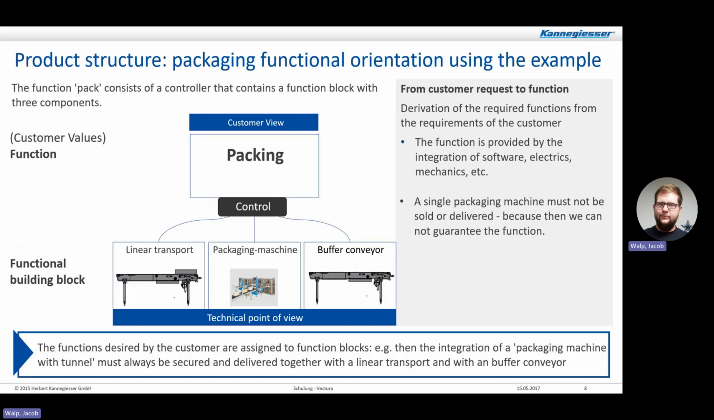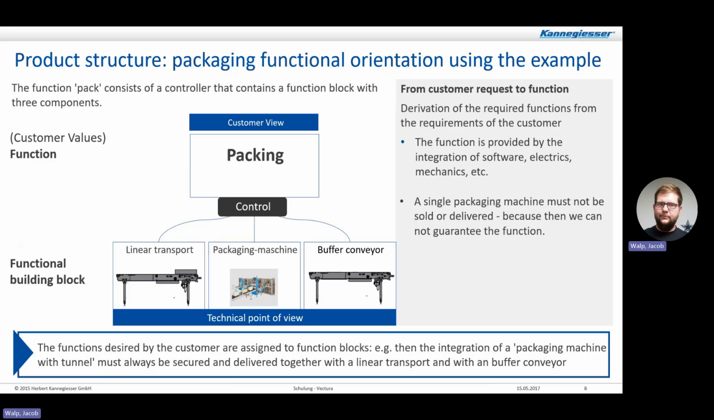Product structure, packaging functional orientation using example. Function pack consists of a controller that contains a function block with 3 components. So the customer view, packing, the function, packing. Control, the building blocks. You have linear transport, packaging machine, buffer conveyor.